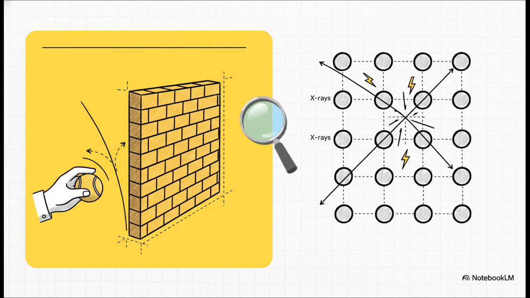You know, imagine you're throwing a tennis ball against a brick wall. Just by looking at the angle it bounces off, you could probably figure out how the bricks are spaced out. Well, XRD works on that exact same principle, just on a ridiculously smaller scale. It uses high-energy X-rays as the tennis ball, and the material's own atoms as the bricks.